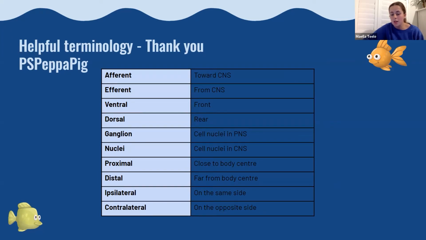Your ganglion is your cell nuclei in your peripheral nervous system, and your nuclei is also your cell nuclei, but it's your nuclei in the central nervous system. Proximal is what you refer to as something close to the body center, and distal is something that's further from the body center. Ipsilateral is on the same side, and contralateral is on the other side. So this is just something helpful for you to keep in mind, and you can return to it later on when we go through in the weeks to come some more nerve stuff.